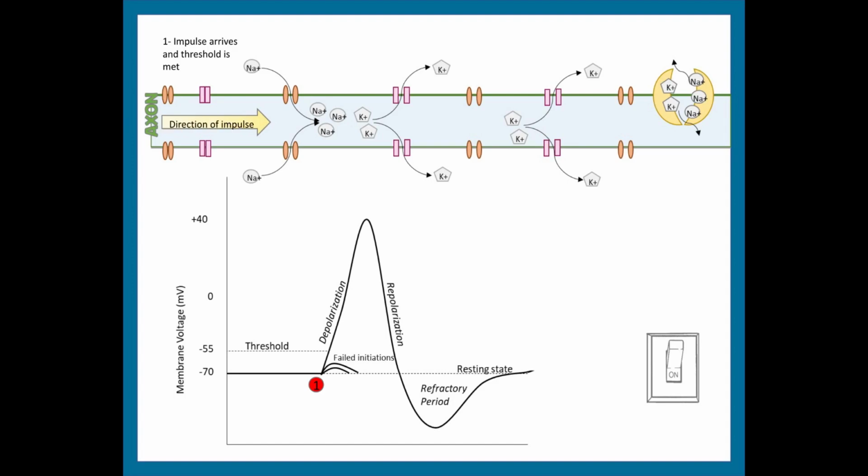So step one, the impulse arrives and the threshold is met. Step two, voltage-gated sodium ion channels are opened, and then sodium enters the cell. So this is a voltage-gated sodium channel right here. It opens up, and sodium can enter the cell. Third, voltage-gated potassium channels are opened. That's these channels right here. And potassium leaves the cell.